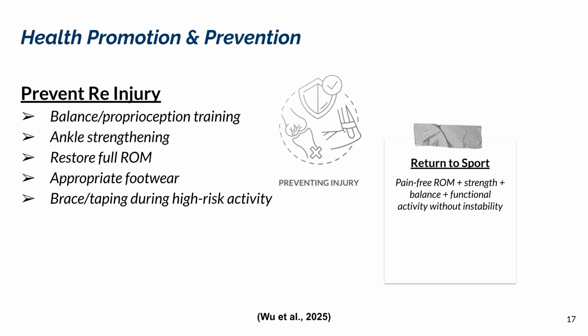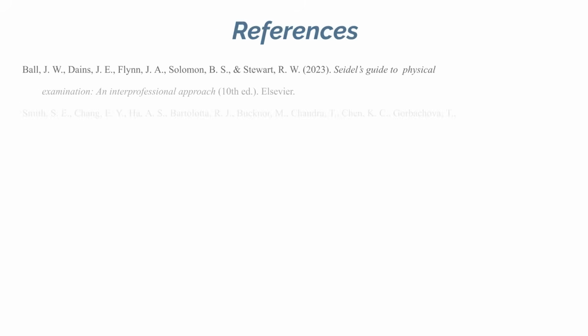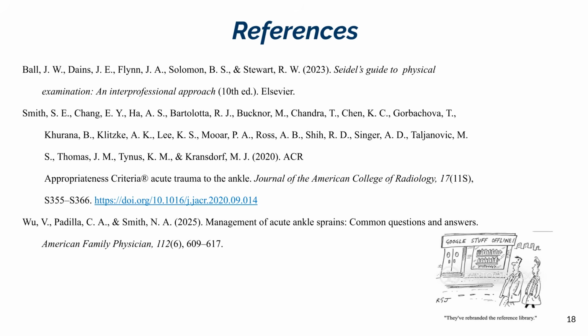Rehabilitation should include progressive strengthening and balance exercises after the acute symptoms improve. The patient should restore functional range of motion, strength, balance, and confidence before returning fully to basketball. Appropriate footwear and, when indicated, ankle bracing or taping during higher risk activity may also reduce re-injury risk. Return to sports should be based on functional recovery rather than simply the number of days since the injury. This concludes my focused health assessment presentation on lateral ankle sprain.